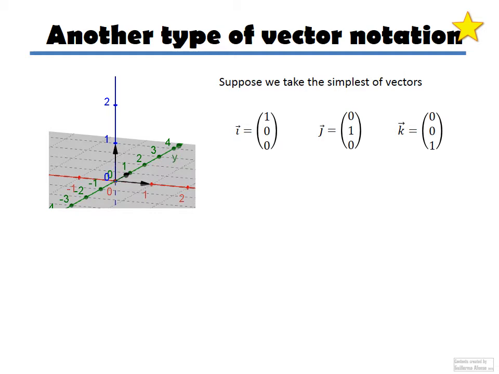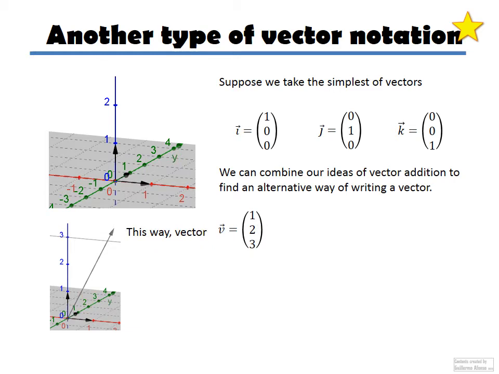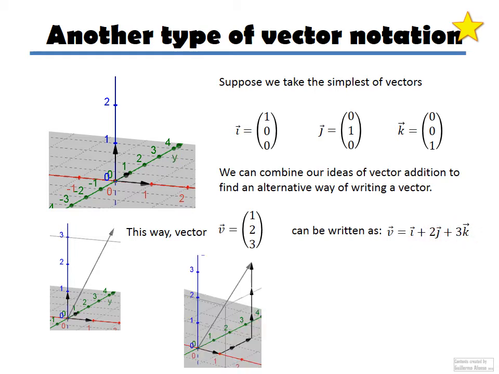So what can I do with these? I can define any vector by adding these 3 vectors together in particular ways. For example, this vector over here, this is vector v, (1, 2, 3), can be written like this: vector i 1 time, vector j 2 times, and vector k 3 times. And essentially this is what you're doing: this, and then this 2 times, and then 3 times this. And that's one important type of vector notation.